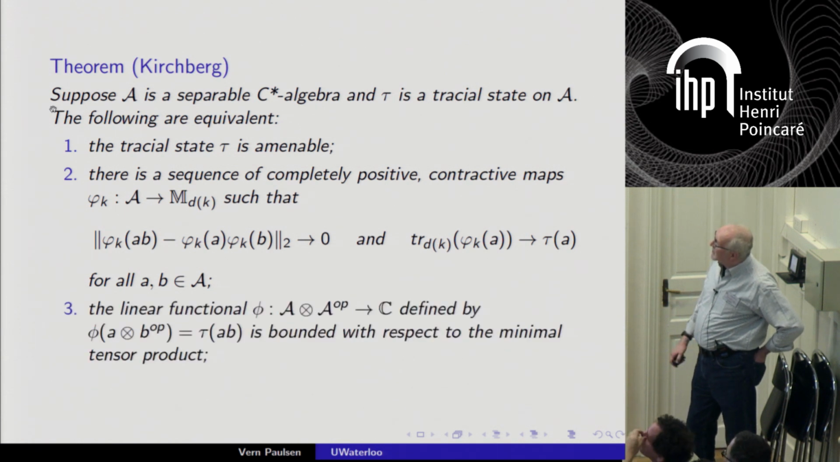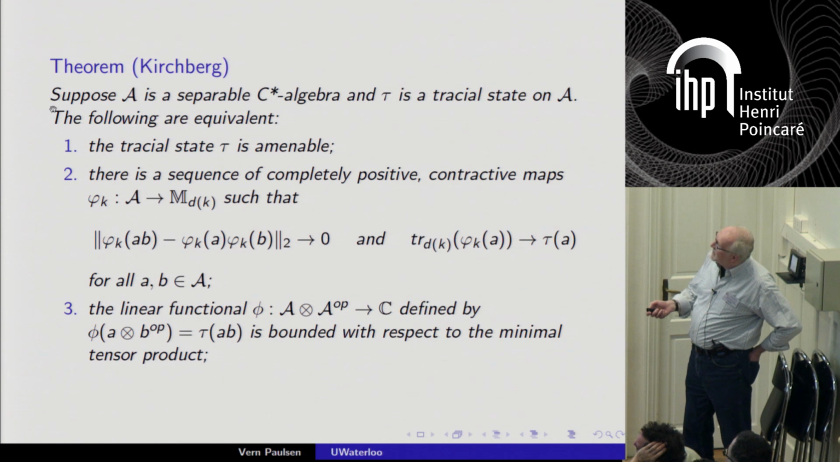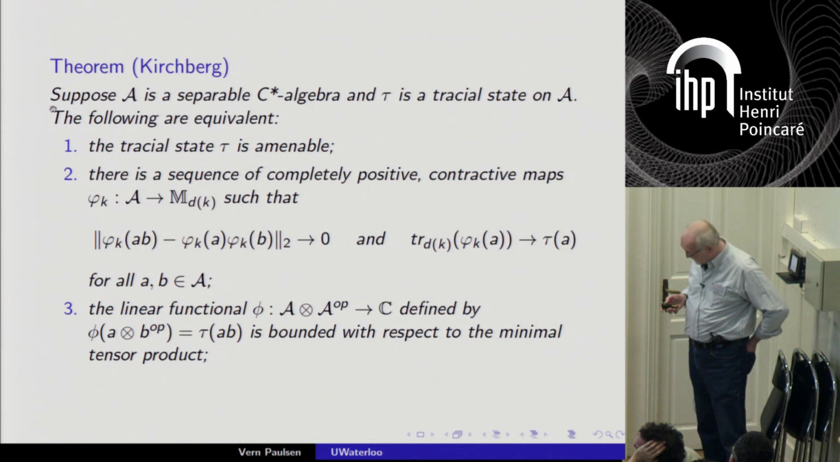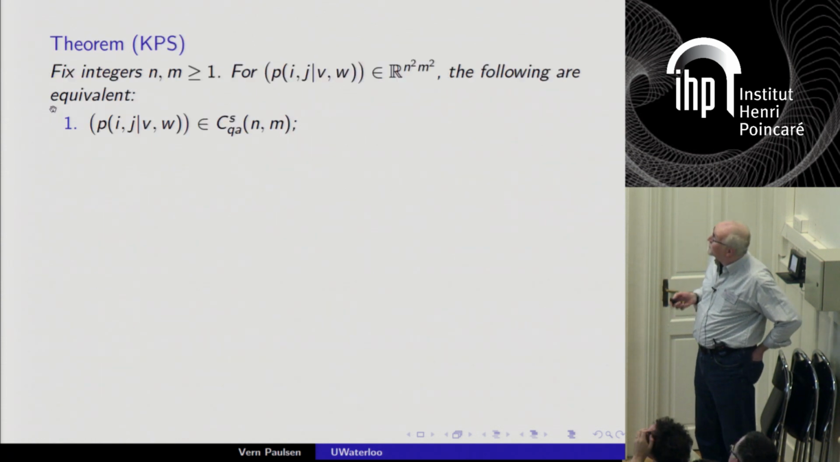And then the third condition is it's equivalent to if you look at the linear functional on A tensor A op, defined on elementary tensors by A tensor B op being sent to the trace of A times B, then that extends to be bounded when you use the minimal tensor product. So we'll use all 3 of these in our proof.